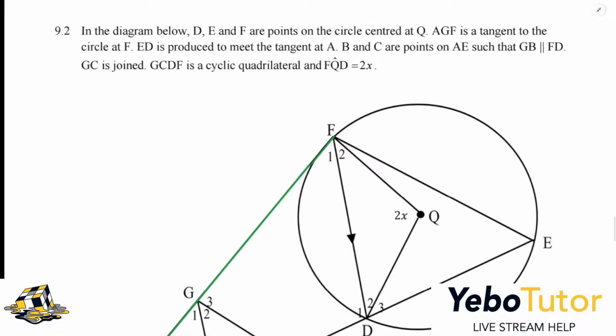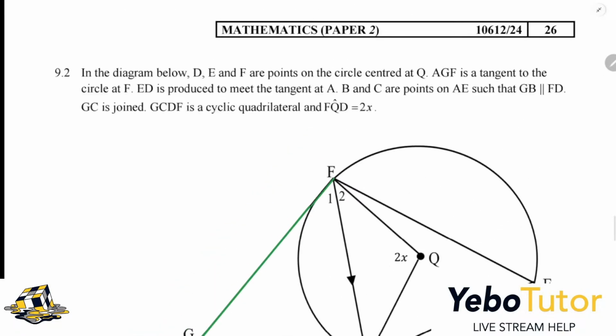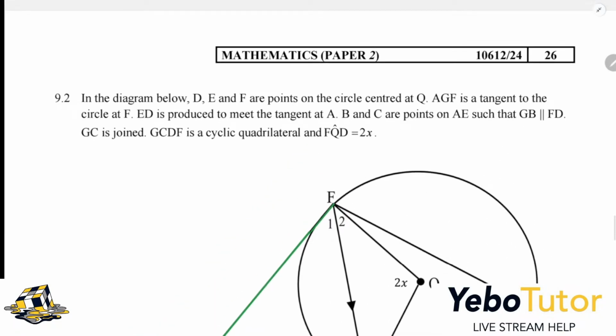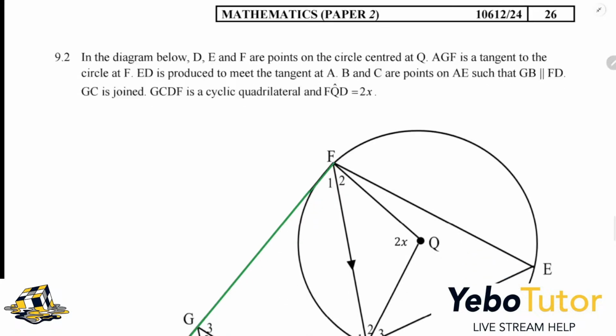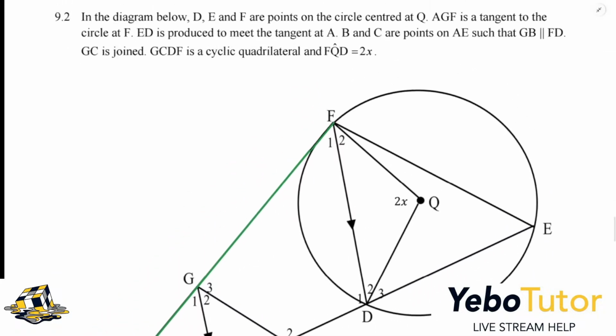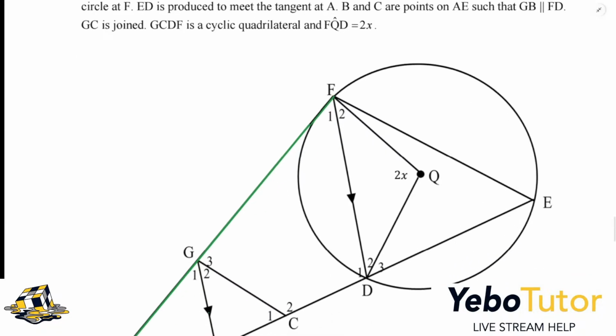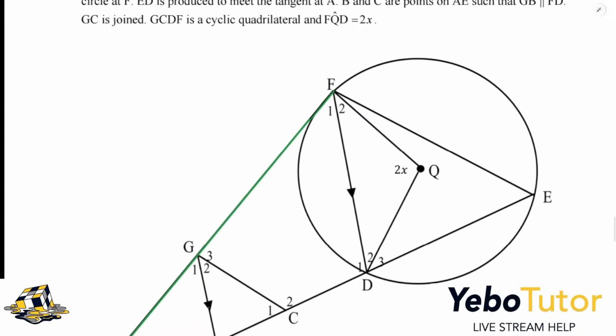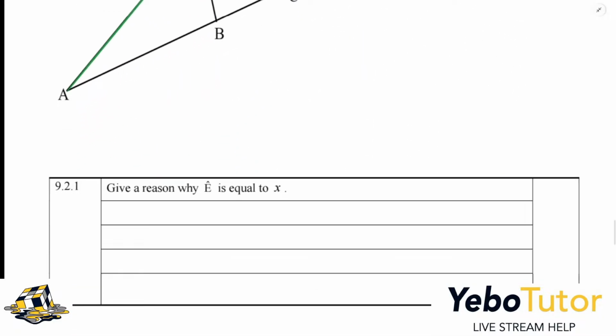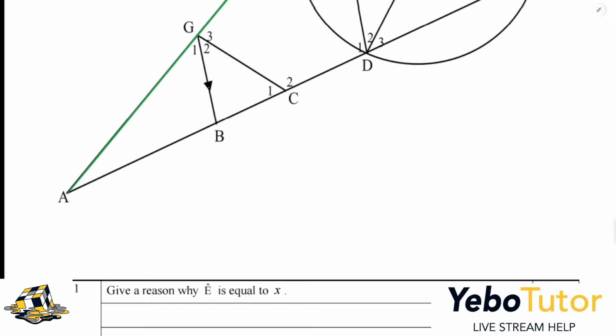Okay, I see that one. GB is parallel to FD, and GC is joined. Okay, so GC is just joined. All right, GCDF is a cyclic quad, and FQD is 2x. Okay, cool. Now, first question, give a reason why angle E is equal to x.